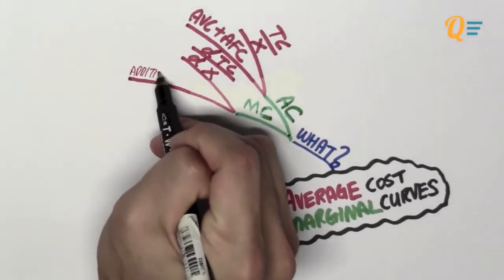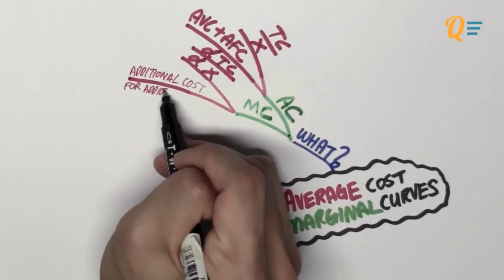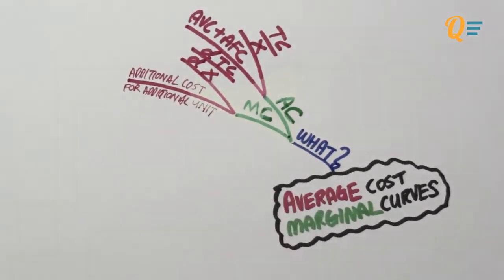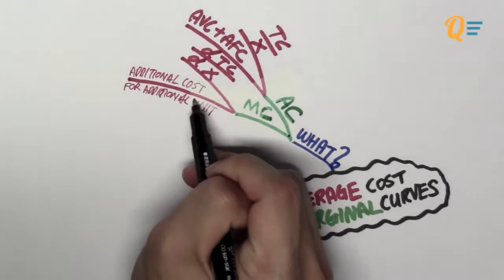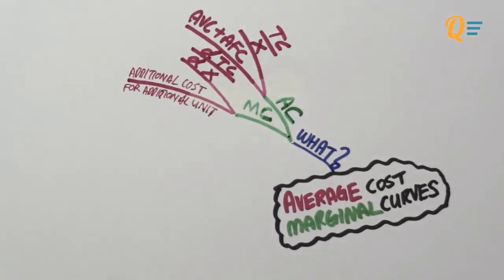Okay, so in English, this means that the marginal cost is the additional cost that is incurred by the company for producing an additional unit of X. That is simply my way of translating the math into something more understandable. So let's use an example to understand what average cost and marginal cost are.